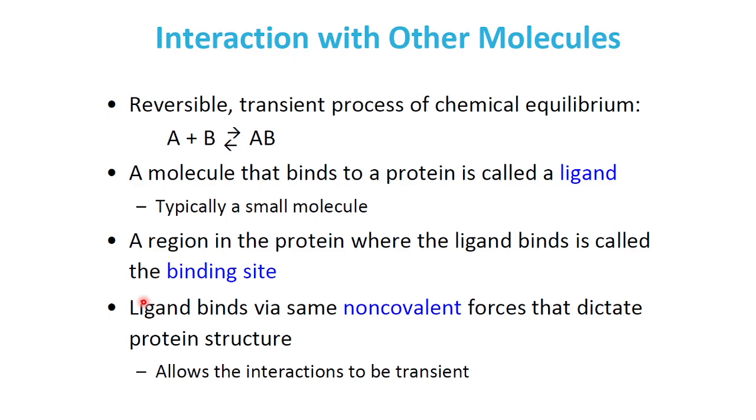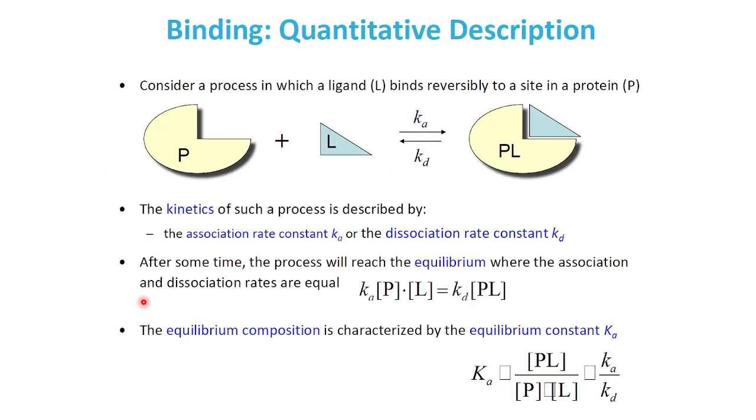Now, a region in the protein where the ligands bind is known as the binding site. The ligands bind via non-covalent forces that sometimes dictate the protein structure. So there is folding upon binding. Some proteins become very functional with the help of partner proteins. These partner proteins help these proteins to fold, and that leads to the increased functionality of that particular protein.